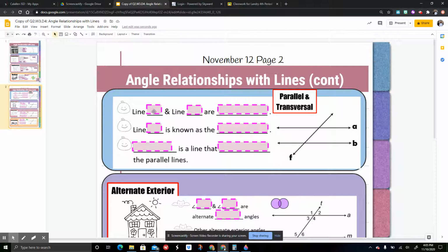Angle relationships with lines continued. There are two lines on this diagram. Line A and line B are parallel. What that means is they run alongside each other and never touch. Line F is known as the transversal. And I'm going to resize that text box a little bit. There we go. Line F, that's this line right here, is known as the transversal.